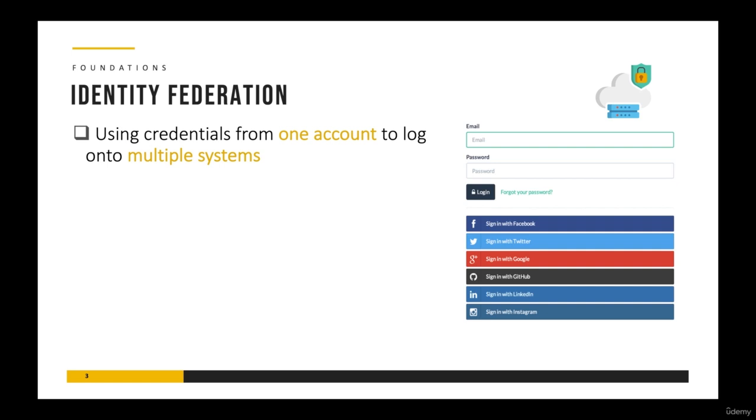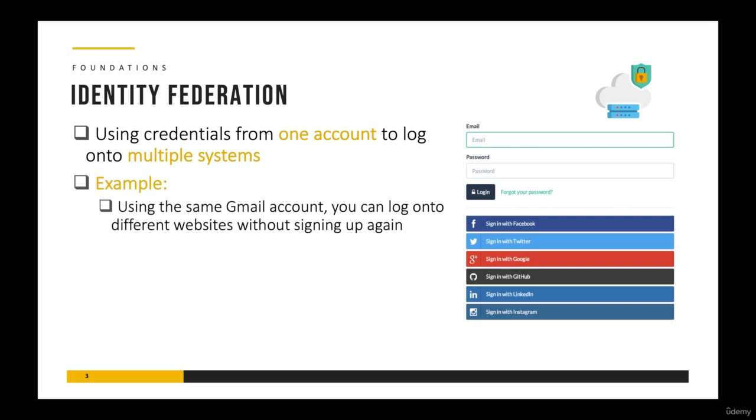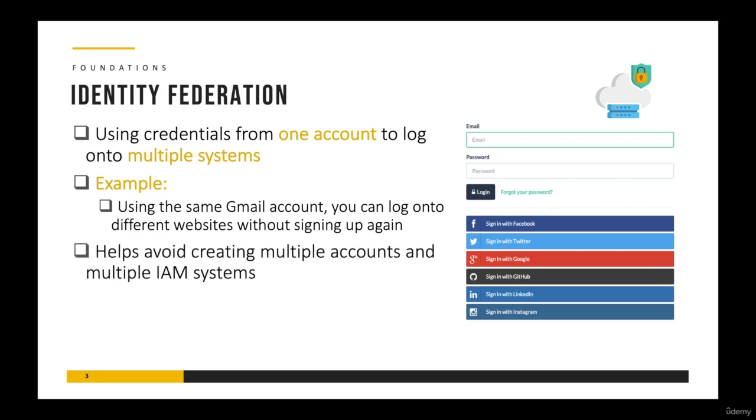If those systems trust each other, we can simply leverage one account to spin off onto other systems. This makes it easy for the user to simply remember the credentials for one single account. Gmail is a popular example. A lot of different web applications around the world allow you to log into their systems if you have an existing Gmail account because they have a trust relationship with Gmail. The key motivation is again that we want to avoid creating multiple accounts and avoid managing multiple identity and access management systems.